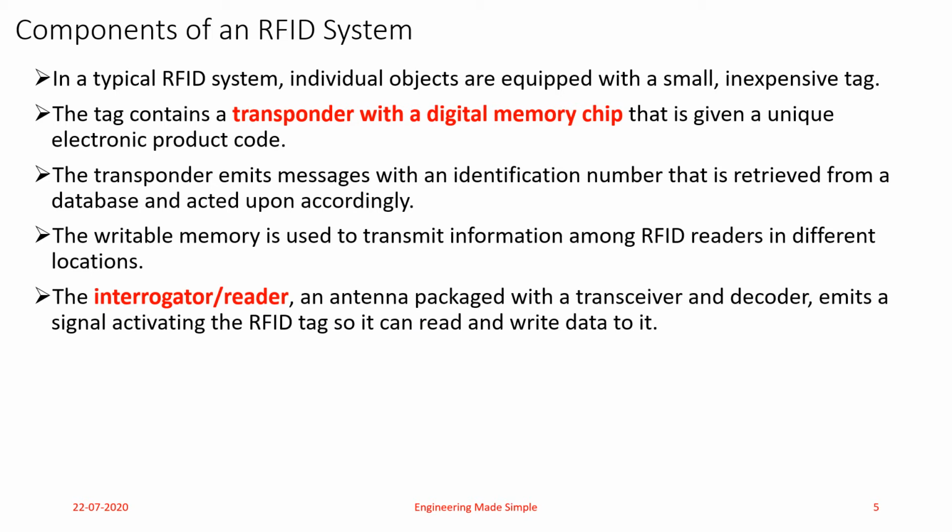Now the second component we are going to study in the RFID system is the RFID reader or RFID interrogator. So basically RFID reader and interrogator mean the same thing. Another name for RFID reader is RFID interrogator. Now what is the function of an RFID reader? The RFID reader sends an activation signal and waits for the response that contains the tag's serial number or unique electronic product code and possibly additional information stored in the tag.